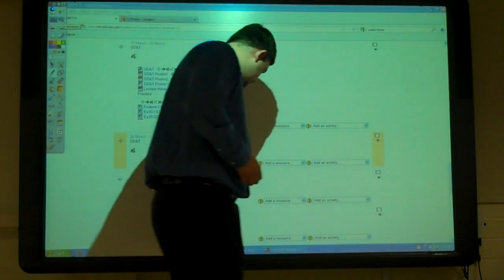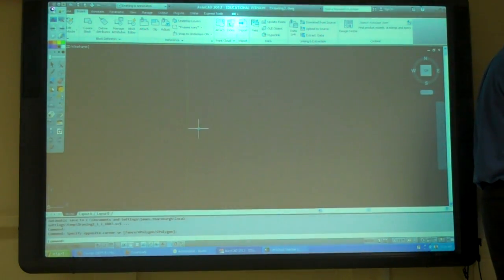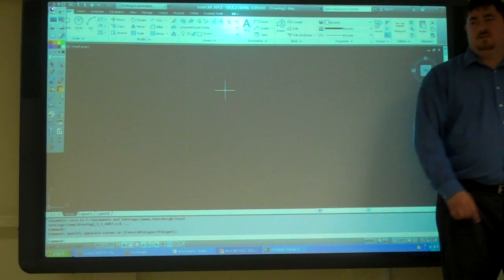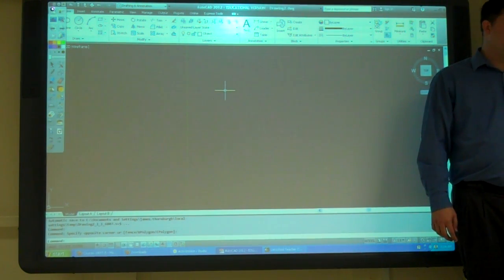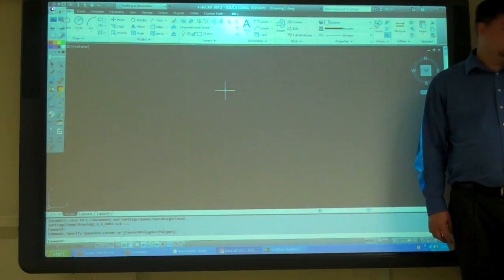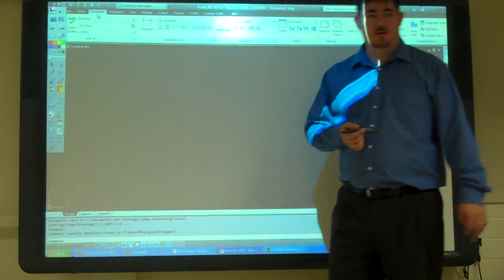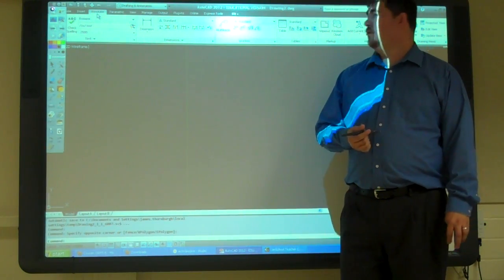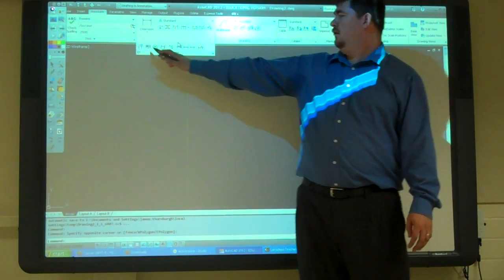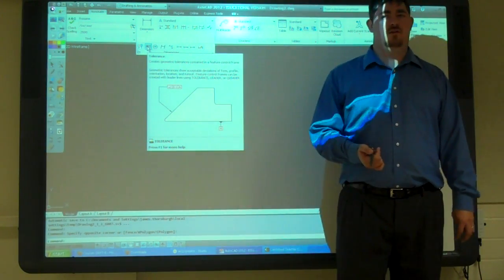So if we go to AutoCAD, where is the feature control frame? Is it down in the lower left, or is it upper right? Annotate. Then where? Yep, we go to the slide out for dimensions, and it's right there. It's also the shortcut, the alias TOL.